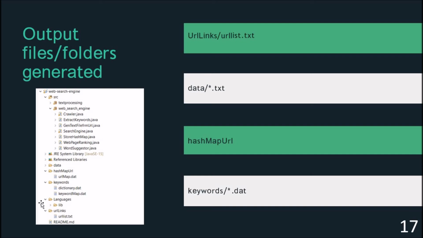This is behind the scenes work which we are doing, and as you can see, we have a list of files stored as a keywords map.dat, which is stored in a keywords folder, and the dictionary file is used for the word suggester in our search engine. And we are also storing a URL map, which is a key value pair of a string as the URL and an integer stored as the index of that particular URL.